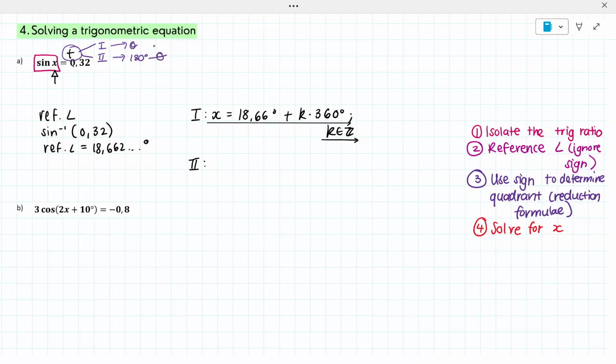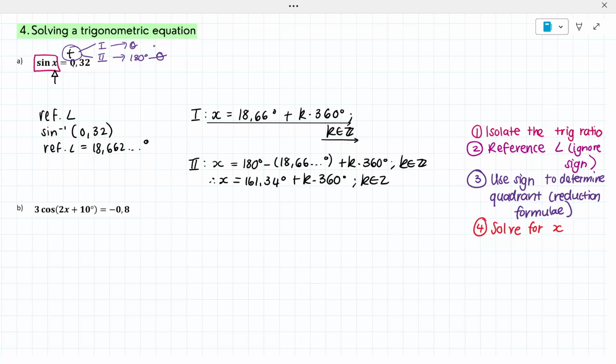Right, in quadrant 2, so again, we take the angle, which in this case is just x, is equal to, and now we apply our reduction, 180 minus my reference angle of 18.66 degrees. Okay, this is the second solution for my trig equation here. So 180 minus that gives me x is equal to 161.34 degrees plus k times 360, k is an integer.